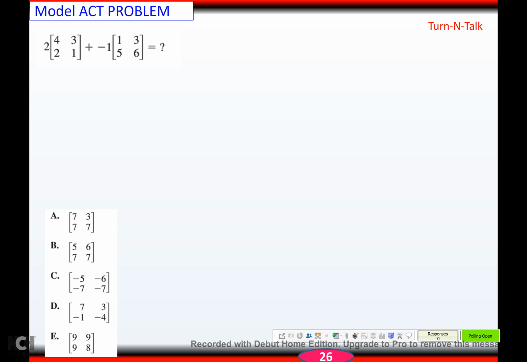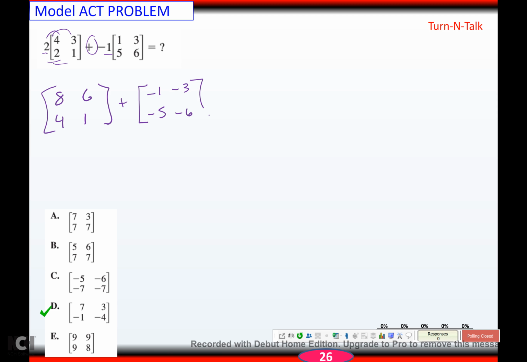Okay, try this one, hit pause, come back when you're ready. All right, order of operations says that I have to do my scalar multiplication before I do my adding. So distributing the 2 to everybody, that's going to be 8, 6, 4, and 1. Over here, distribute the negative 1. I have negative 1, negative 3, negative 5, negative 6.